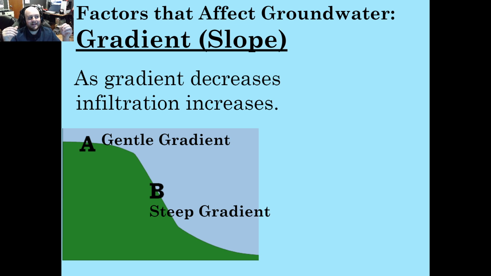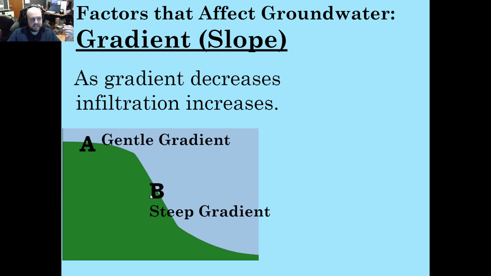As your gradient decreases, your infiltration increases. So write that in your notes on the middle of page 4 there. So let me explain that in different words. As your gradient decreases, that means your slope is getting more gentle. So we're looking towards A. When that happens, your infiltration is going to increase, because the water is going to move slower at a lower velocity, and therefore there'll be more time for it to infiltrate and seep into the soil.